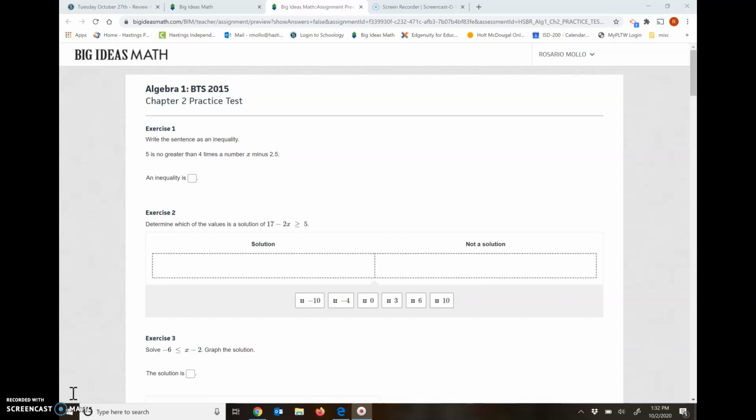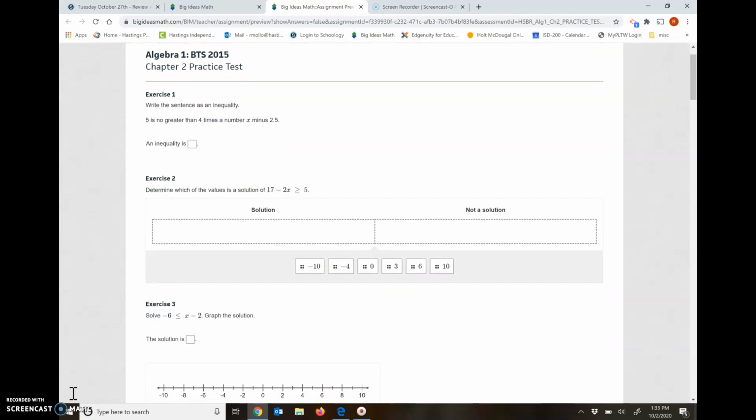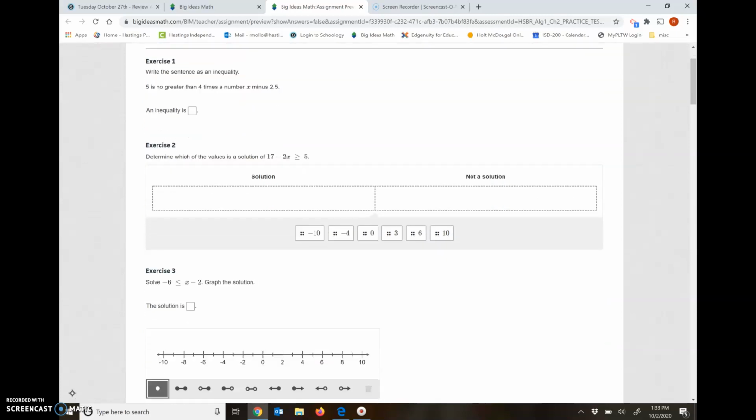So number one, you're just writing it as an inequality. Make sure you have x when you type it in. And same thing on this review, I gave you infinite amount of check answers. So keep trying until something works.